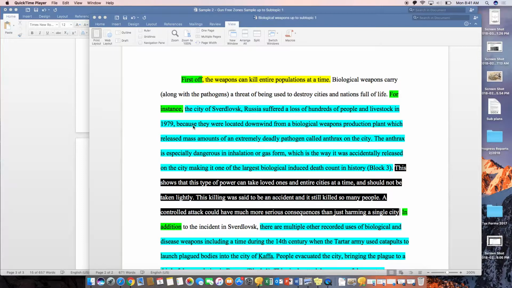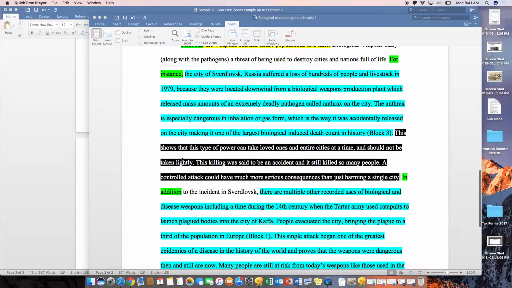So again, see how that person used about 2 sentences, good complex compound sentences to explain his concrete detail, his example. Commentary. This shows that, see my freebie words? Students use them and it's very effective. This shows that the type of power can take loved ones and entire cities at a time and should not be taken lightly. This killing was said to be an accident and has still killed so many people. A controlled attack could have much more serious consequences than just harming a single city.